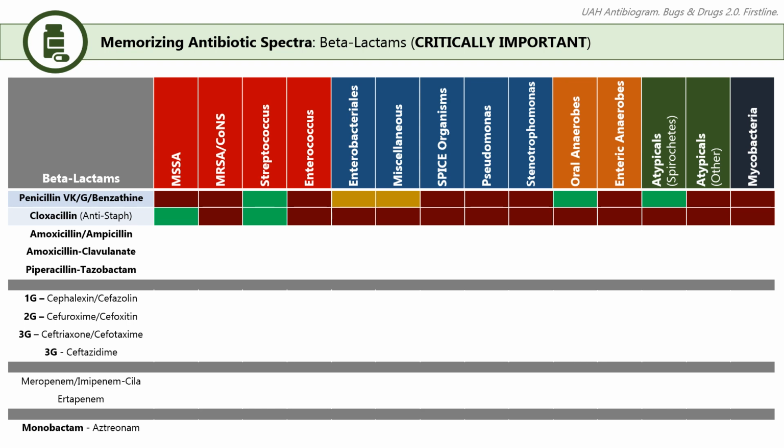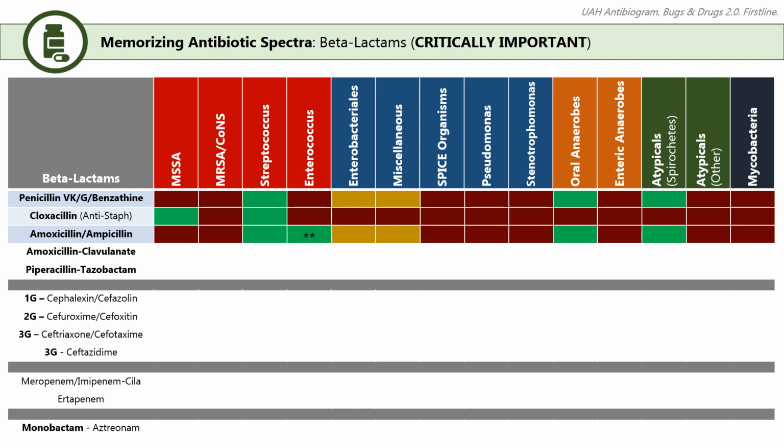The aminopenicillins, like amoxicillin or ampicillin, lose that activity against MSSA, but acquire activity against Enterococcus faecalis, not faecium. Remember, no beta-lactams typically have activity against Enterococcus faecium. Amoxicillin not infrequently can be used for some Enterobacterales or miscellaneous bacteria, but usually only after susceptibility has been confirmed, for example for E. coli. Aminopenicillins also cover our oral anaerobes sufficiently.